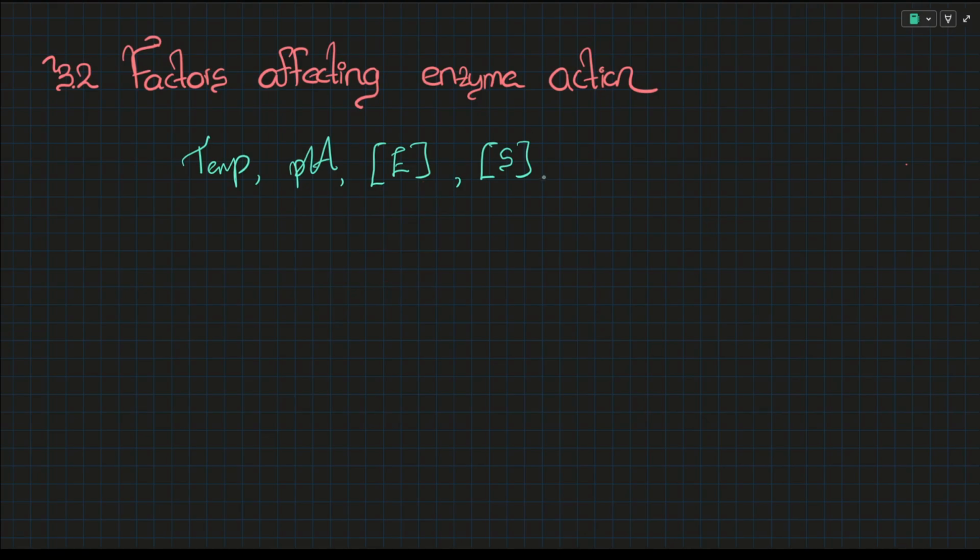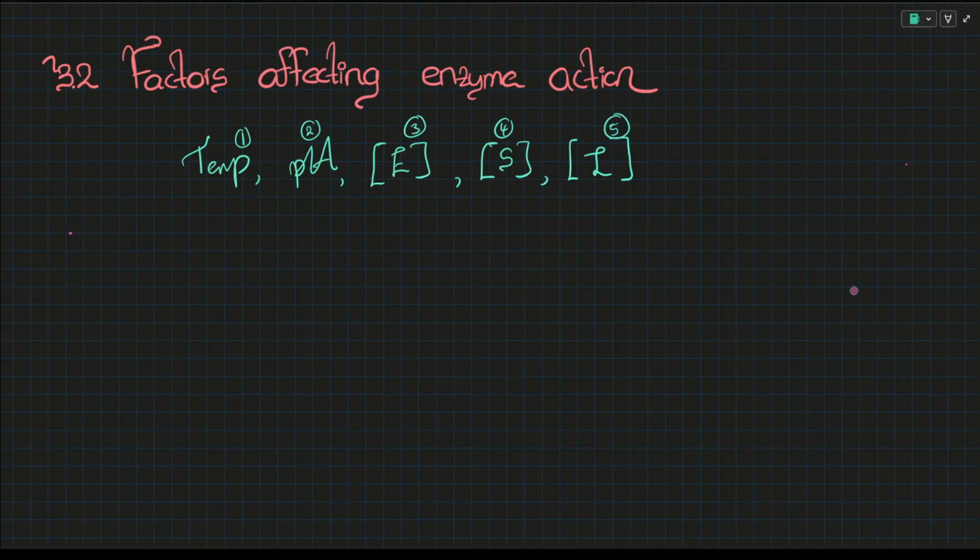And at the same time, there's something known as an inhibitor. We will talk about inhibitors later in this chapter, but inhibitor concentration is also a factor that is going to affect how an enzyme functions. So, factors affecting enzyme action. Number one, temperature. Number two, pH, enzyme, substrate, and inhibitor concentration.